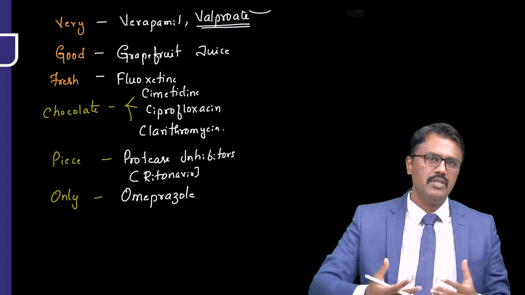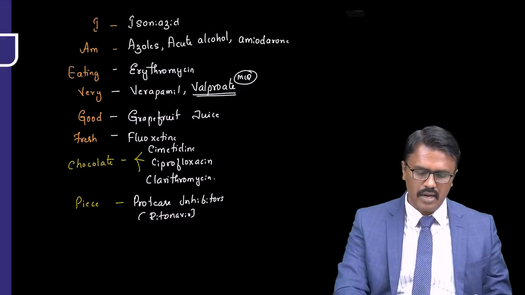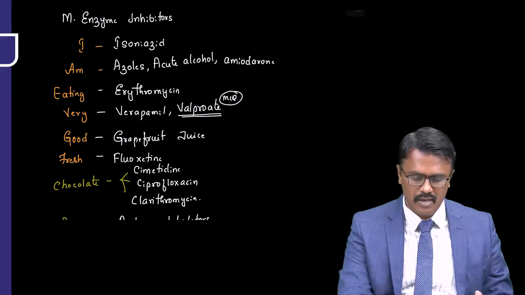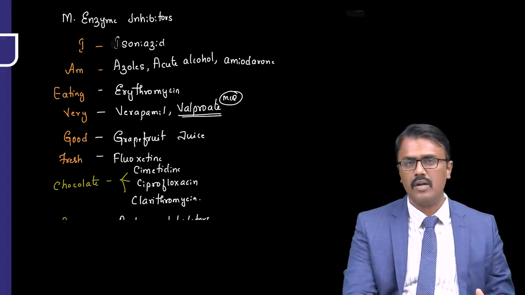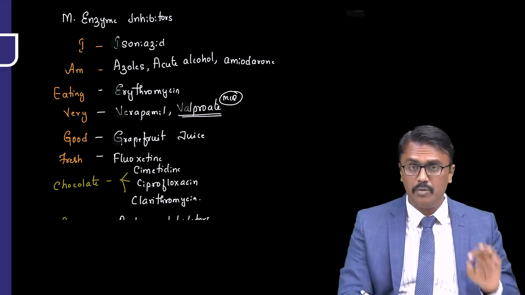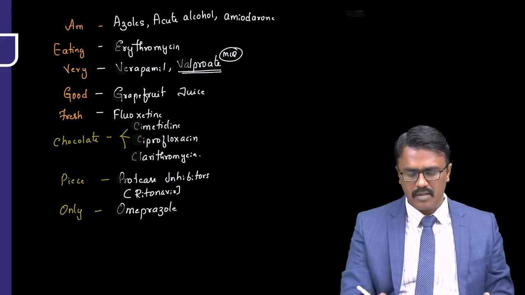And also when we come to systemic pharmacology, I will teach you all these things. So these are the examples for enzyme inhibitors. I am eating very good fresh chocolate piece only: isoniazid, azoles, acute alcohol, amiodarone, erythromycin, verapamil, valproate, grapefruit juice, fluoxetine. The 3 C's are cimetidine, ciprofloxacin, clarithromycin, protease inhibitor, and omeprazole.